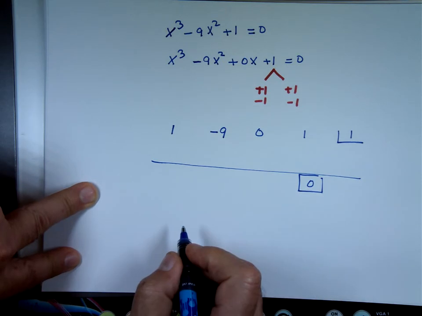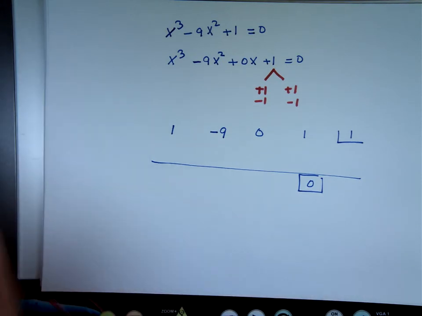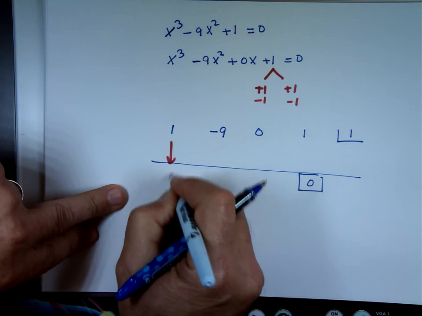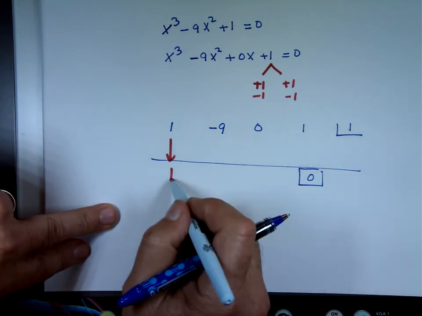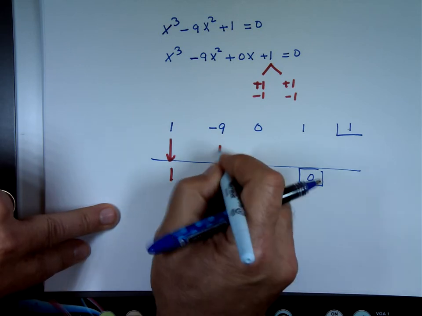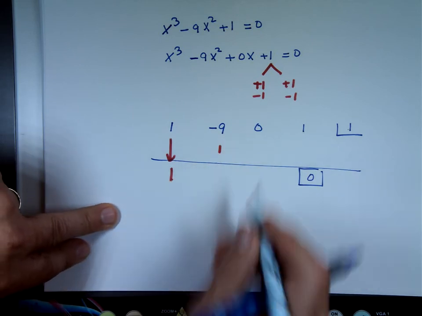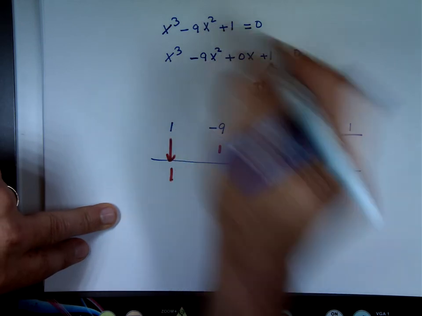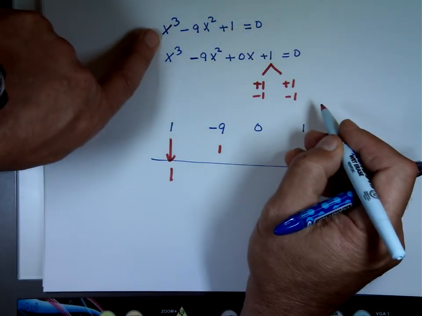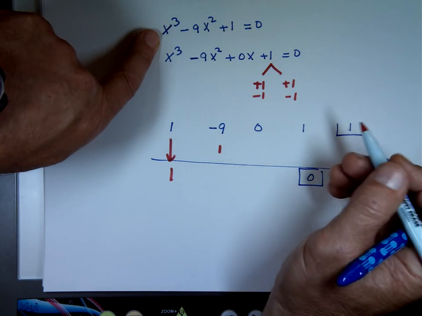How do you do synthetic division? You start by bringing this number down first. What is 1 times 1? 1. Was that a 9 there? That was a minus 9. Oh, the last one? Yeah, plus 1 at the end. So it's x cubed minus 9x squared plus 1. I just wanted to make sure I wrote it right.